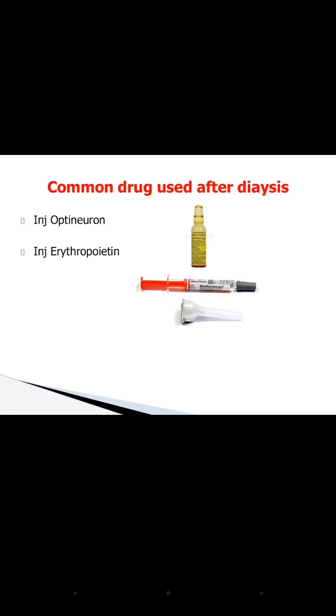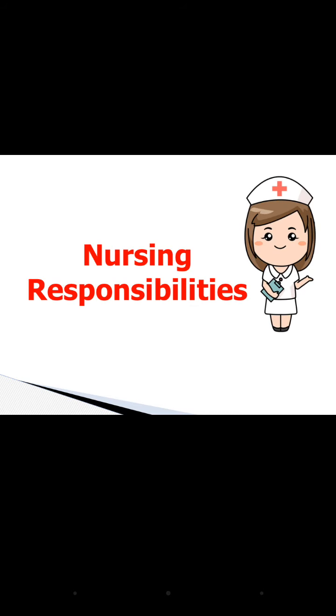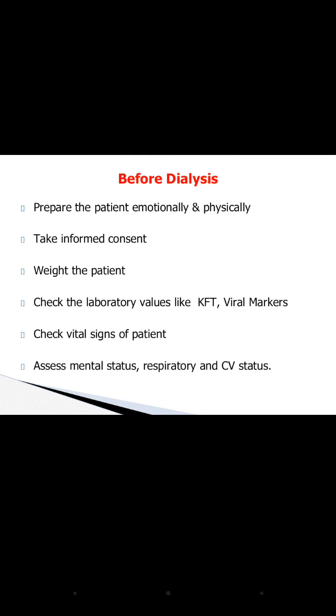What are the common drugs which are used after dialysis? Basically, optineuron is given, and erythropoietin is given after the dialysis or during dialysis also. Now, what are the nursing responsibilities which are related with the hemodialysis? Prepare the patient emotionally and physically. Take the informed consent, weigh the patient, check the laboratory values like KFT and the viral markers. In the KFT, you will check for the blood urea, serum creatinine, ammonia, then your electrolyte levels like sodium, potassium, calcium, magnesium, phosphate. Viral markers: HIV, hepatitis B, C.